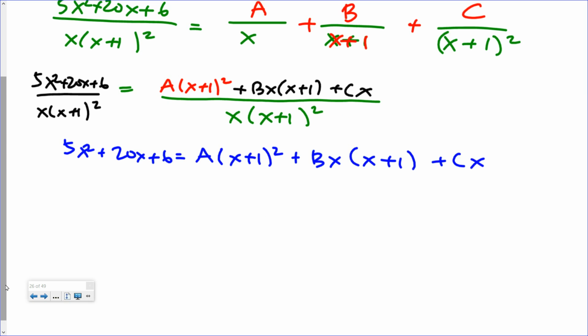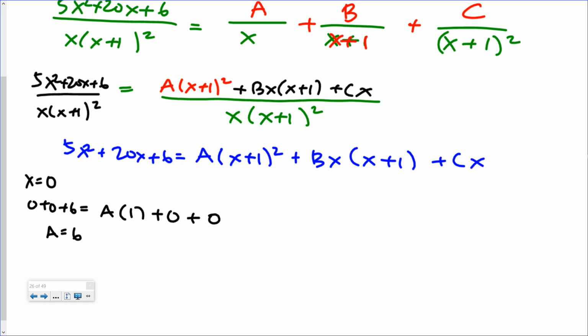I have three unknowns. All I need are three equations. I can make up any three equations using any x numbers I want. But what's a good number for x? 0. Okay, let's try 0. Let's go ahead and plug in 0. This will be 0 plus 0 plus 6 is equal to a times 1 plus b times 0 plus c. Ooh, a is 6. Did you get a is 6?